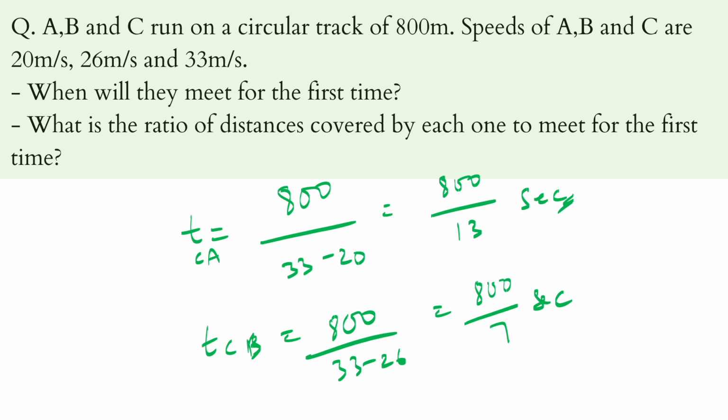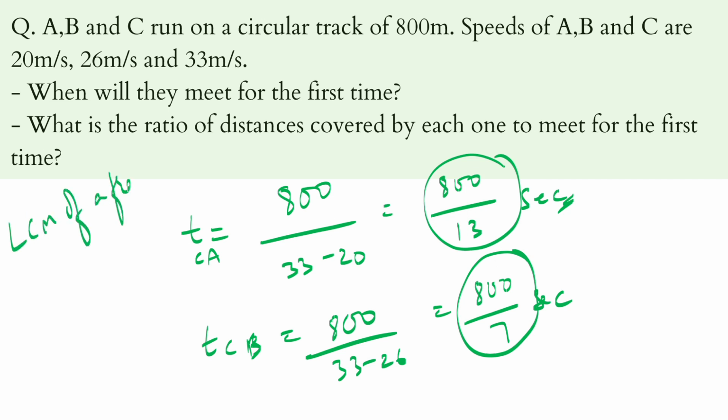Now in order to calculate when all the three meet for the first time, we must take the LCM of this one and this one. If we observe, these are fractions. How can we take LCM in fractions? In case of fractions, we know that the LCM of fractions is equal to the LCM of the numerators by the HCF of the denominators, right?